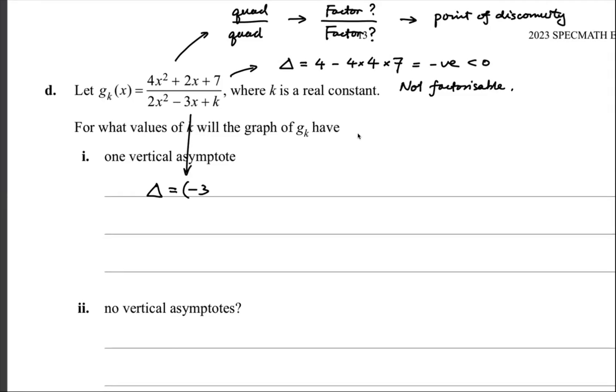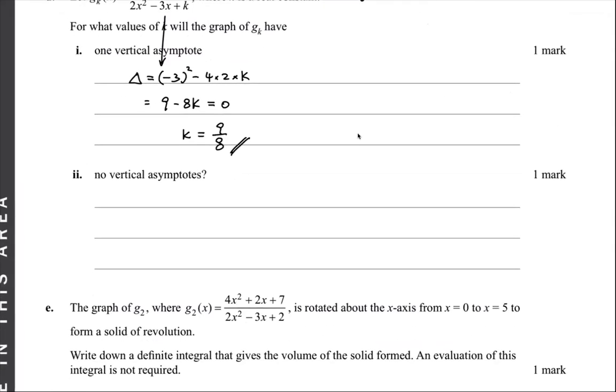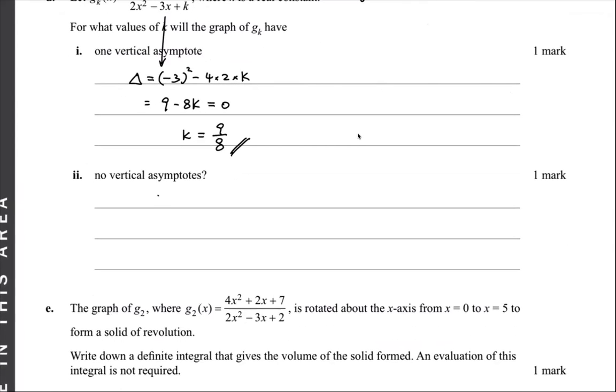Delta equals minus 3 squared minus 4 times 2 times k, which is 9 minus 8k. If it only has one vertical asymptote, the discriminant will be 0. Therefore, my k value will be 9 over 8, okay? If it has no vertical asymptote, I expect my delta, 9 minus 8k, to be less than 0. So 8k is greater than 9. So k is greater than 9 over 8.